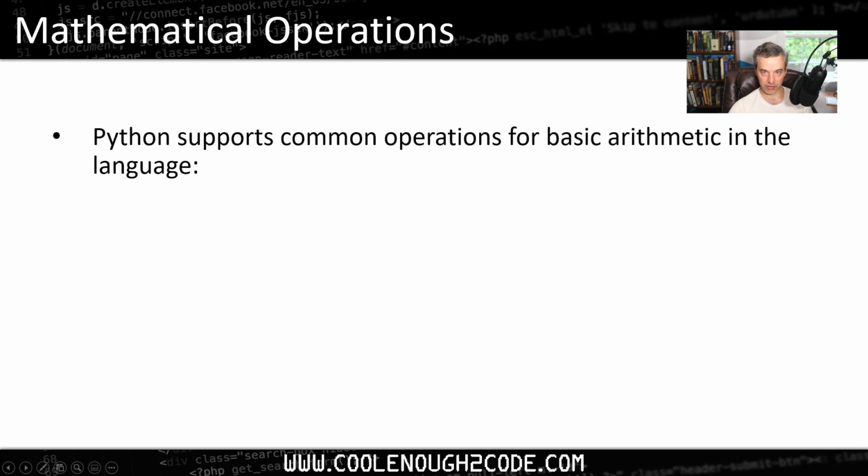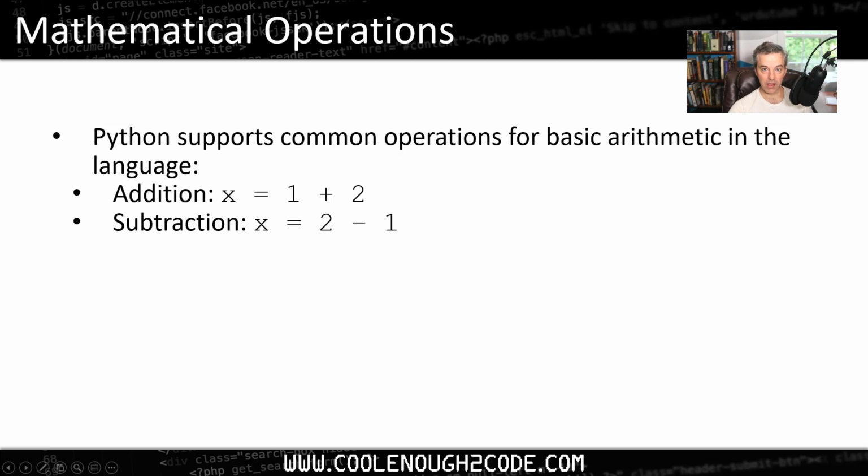Now, Python, of course, has the basic ones available right out of the box for you in the language for doing basic mathematical operations. You have addition, which you would expect to use a plus sign, so x equals 2 plus 1. That's very straightforward. And with subtraction, very much the same. You can access that on the keyboard with the minus key, and then you can do x equals 2 minus 1.